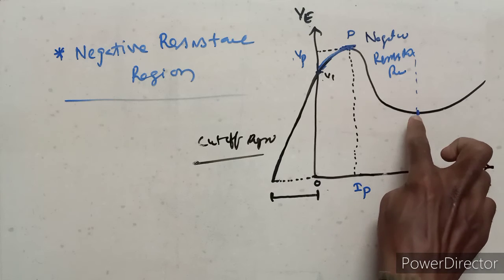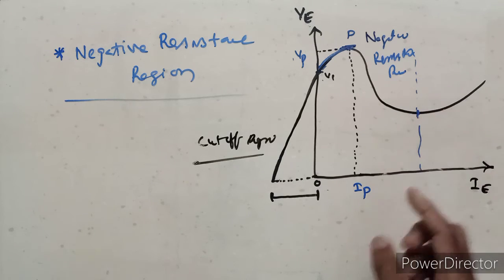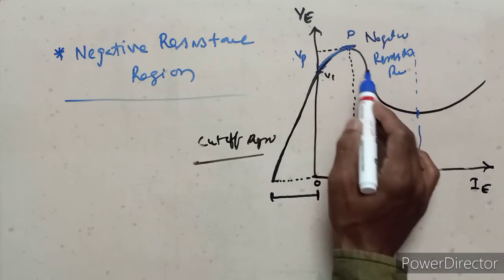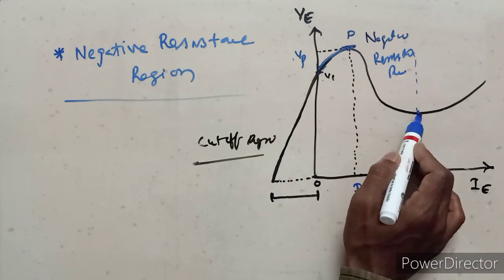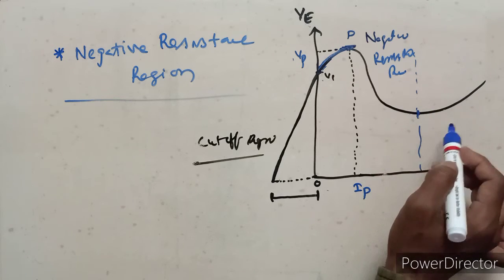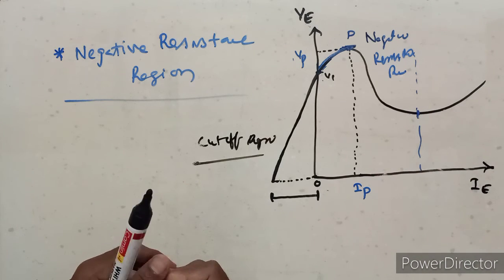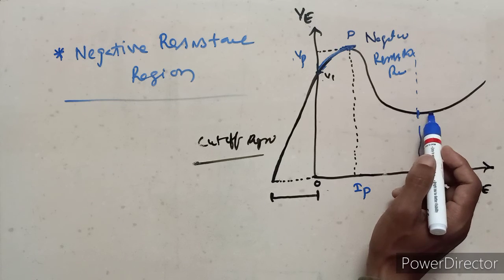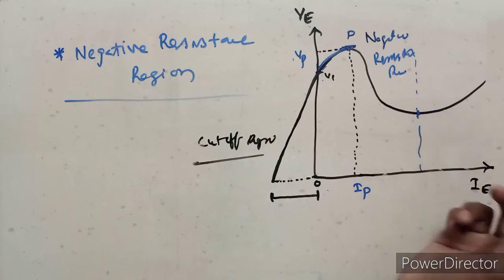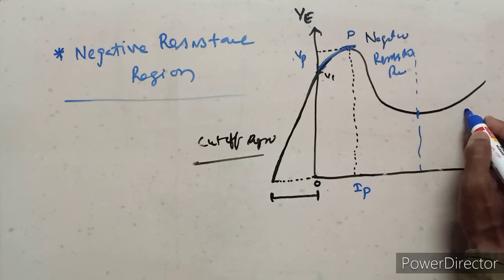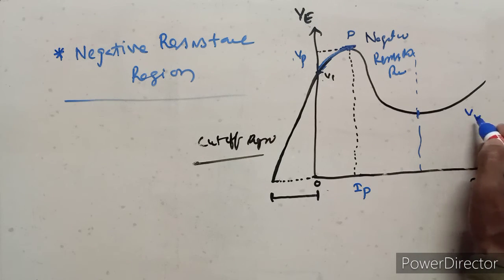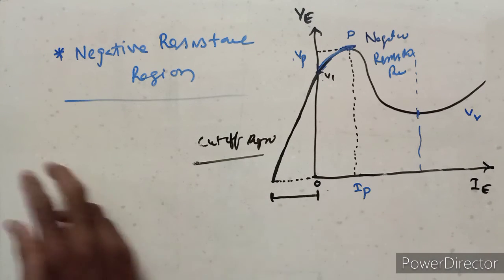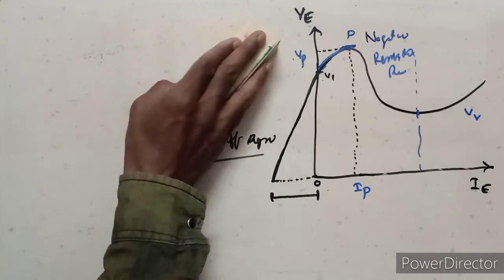Since IE is increasing, the voltage VE decreases, that means it drops, and power is increasing. Power means current is increasing up to the valley voltage, VV, the valley voltage. Okay, this is our third point of the characteristics.